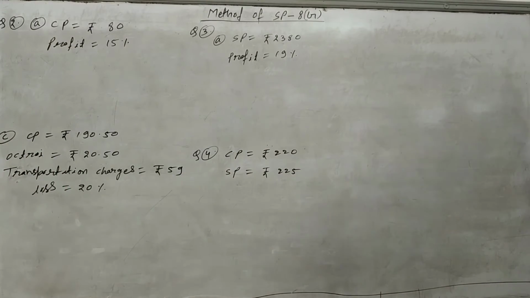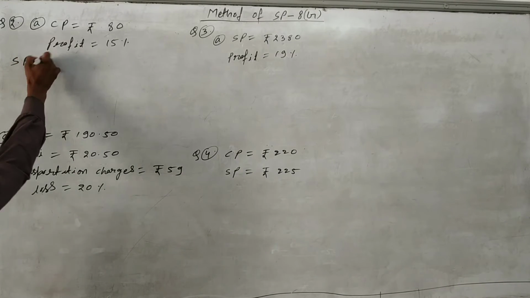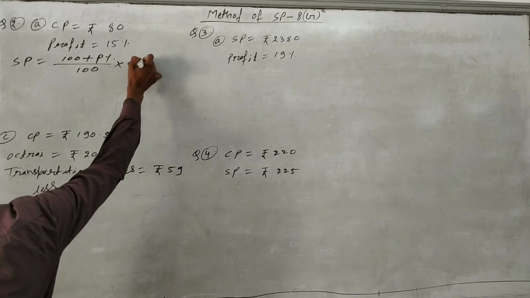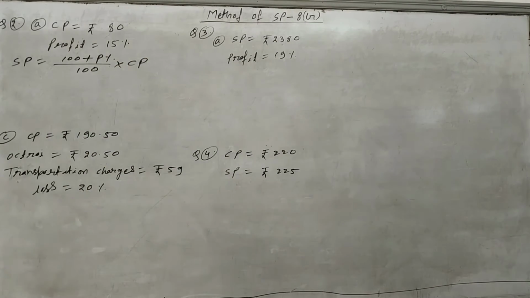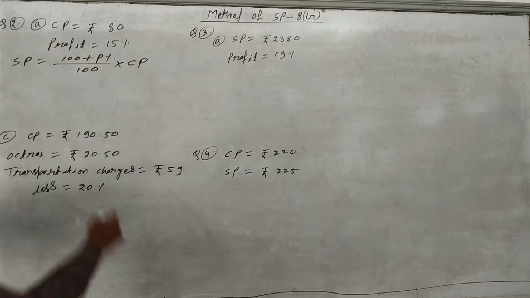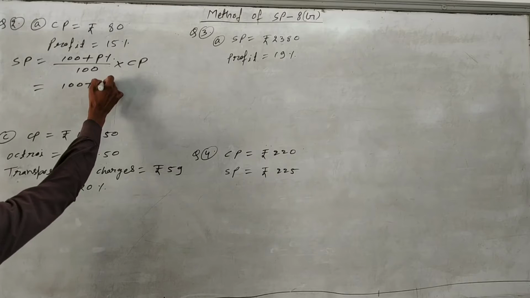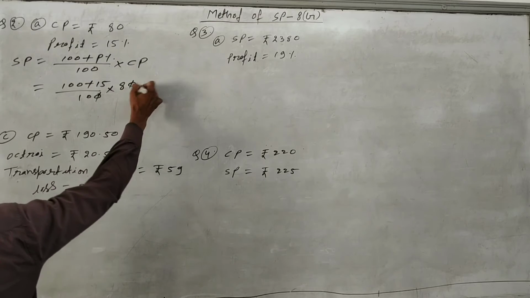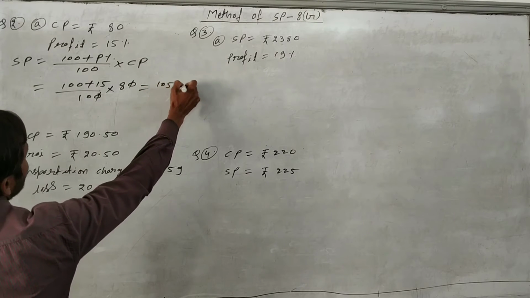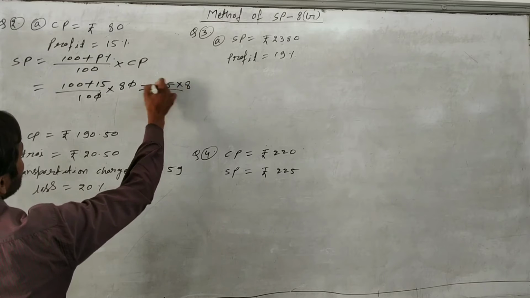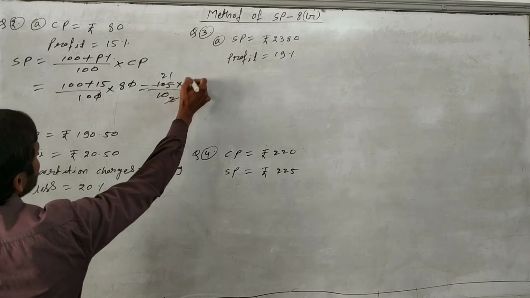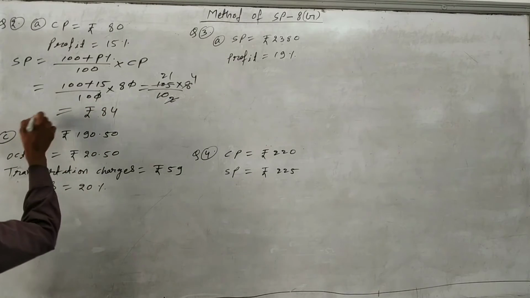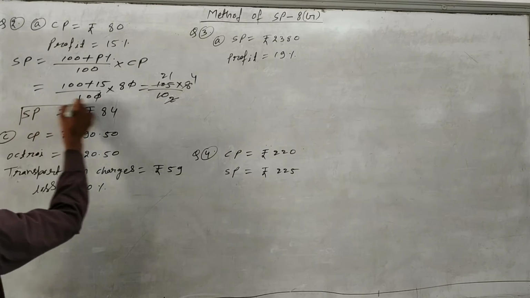So we will use the formula: SP is equal to 100 plus profit percent upon 100 into CP. Here in place of CP put this one. So we will find 100 plus 15 upon 100 into 80 will come. Now 10 will cancel, it will be added, it will come 105 into 8 upon 10. Now we will cancel out, 21 5s are 105, and then cancel out 4. 21 into 4 it will come. Final answer is 84. SP is equal to 84.